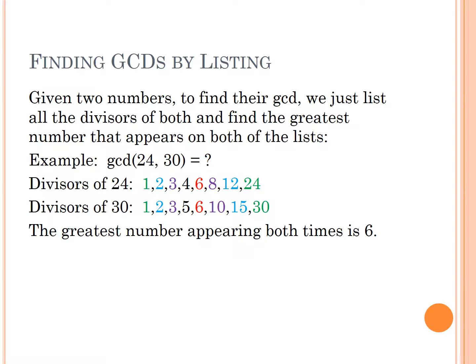So there's three ways to find the GCD. The first one is to make a list of divisors, and we basically want to find the biggest number that's on both of the lists of divisors. So we just write out all the divisors of both numbers and look for the biggest number on both lists. So I want to find the GCD of 24 and 30. So I'm going to write out all the divisors or factors of 24.